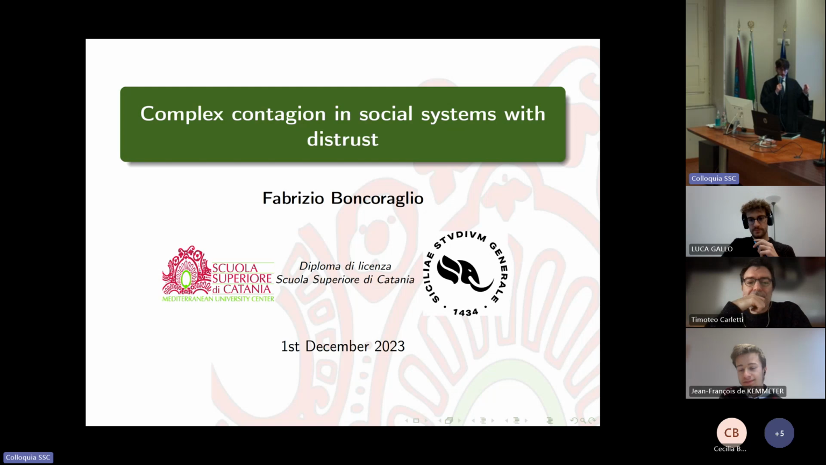The contagion is complex. Complex means that individuals can be infected by group interactions. And we will explain what it means exactly with distrust. And this is the main output of this thesis: to incorporate into these models, that are well known in the literature, the context of trust and distrust in social systems.